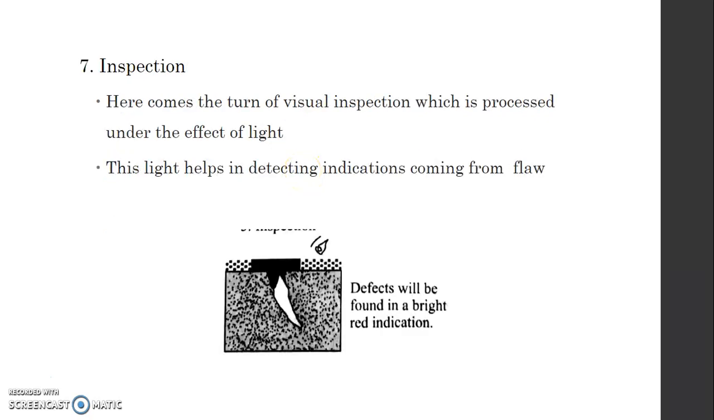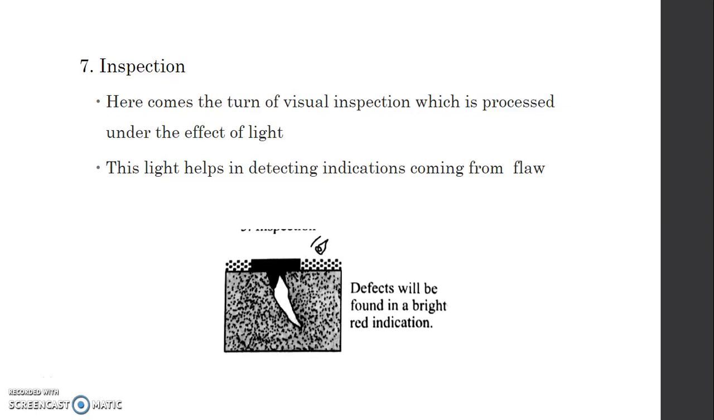And the last one is inspection. After finishing, you have to see whether any penetrant is available on the surface, right? If there is penetrant available, that means in that place there is a crack. So how can we find the depth of the crack and its orientation?